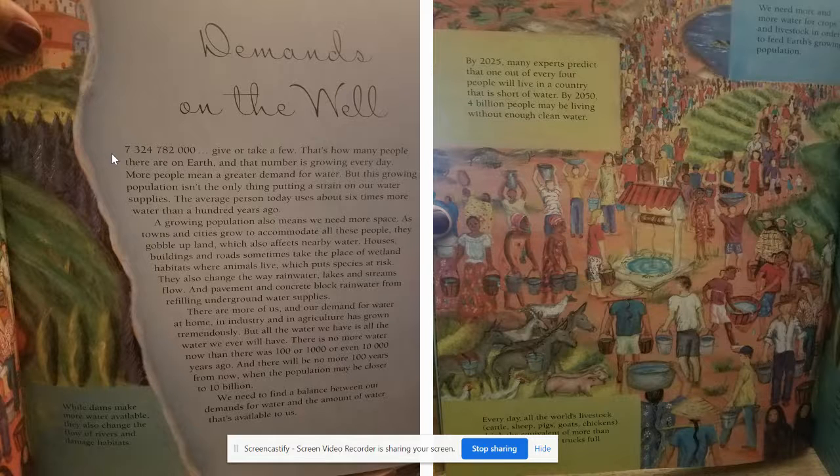Houses, buildings, and roads sometimes take the place of wetland habitats where animals live, which puts species at risk. They also change the way rainwater, lakes, and streams flow, and the pavement and concrete block water from refilling underground water supplies. There are more of us, and our demand for water at home, in industry, and in agriculture has grown tremendously. But all the water we have is the water we will ever have.